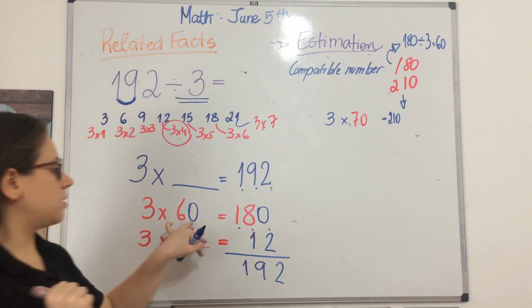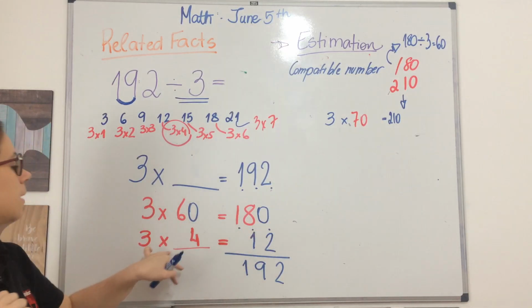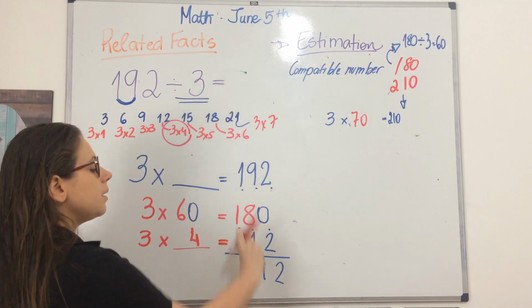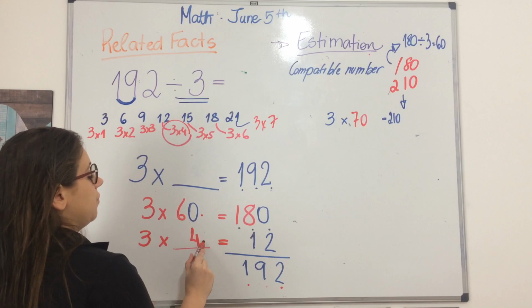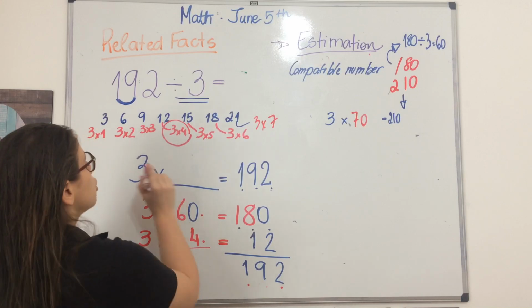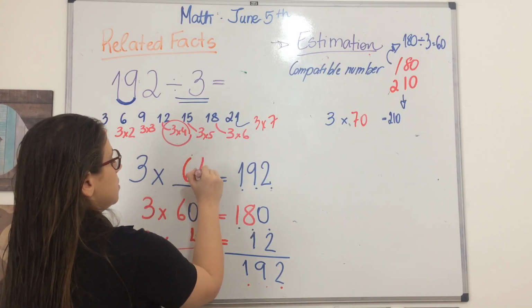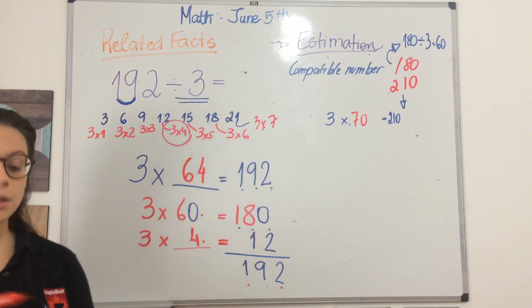3 times 60 gives me 180. 3 times 4 gives me 12. When I put them together, I find 192. So 60 groups plus 4 groups gives me 64. So 3 times 64 gives me 192.